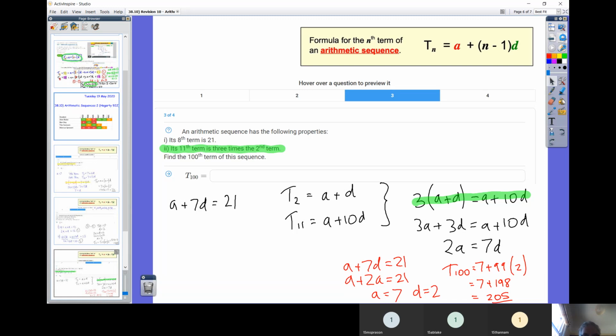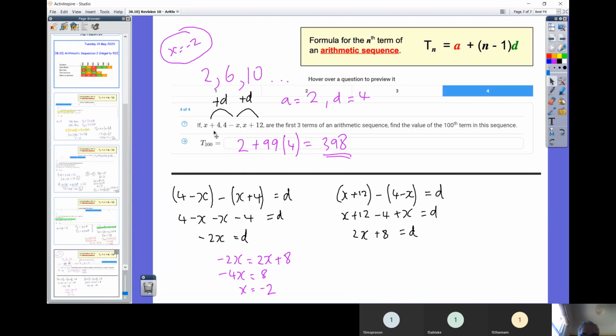Now question 4 was a bit different, okay? Now, we're told here that we've got 3 terms in a row, which are x plus 4, and then 4 minus x, and then x plus 12. Now, what happens as we move from one term to the next? Well, we're adding on d each time, aren't we? We're adding d to go from the first to the second, and the second to the third.